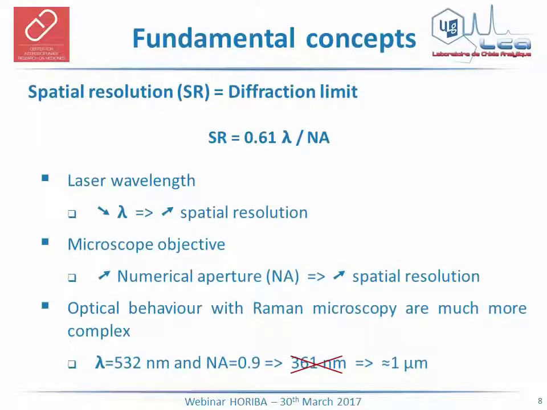For example, using a laser wavelength of 532 nanometers and an objective with an NA equal to 0.9, the theoretical spatial resolution is equal to 361 nanometers. However, the spatial resolution is close to 1 micron, due to the optical behavior with Raman microscopy, which is much more complex.